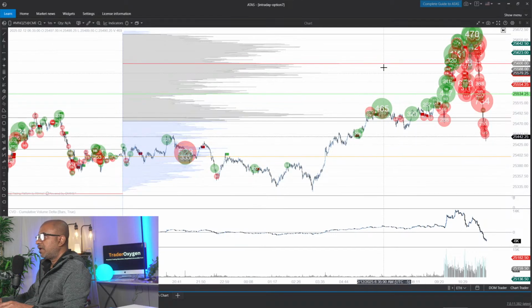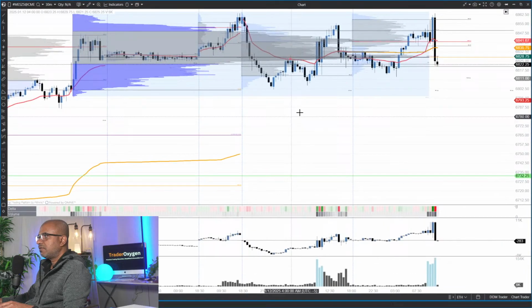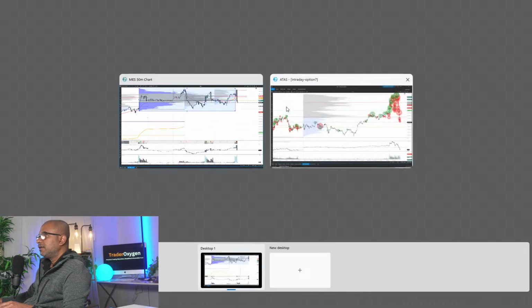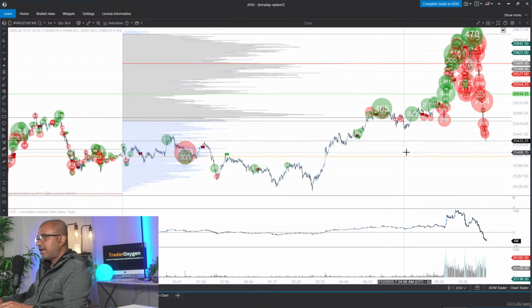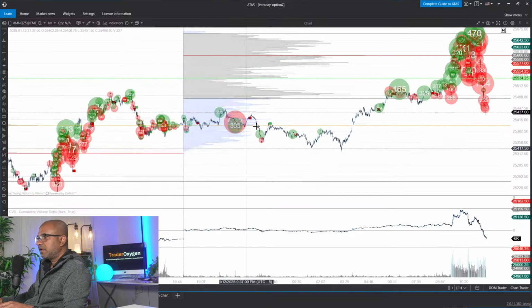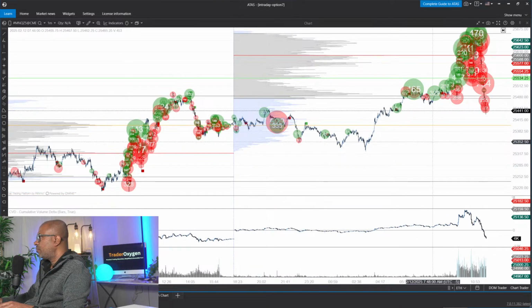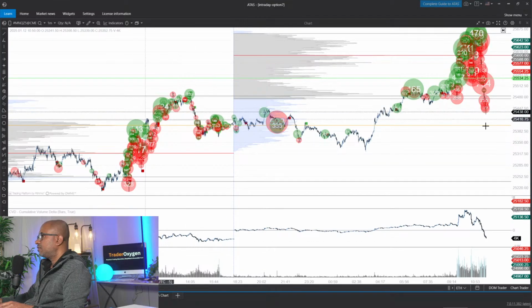Okay, and where am I now? Also, this is the 30 minutes chart. Okay, all good. So at that time period, I'll draw the volume profile covering that same area.